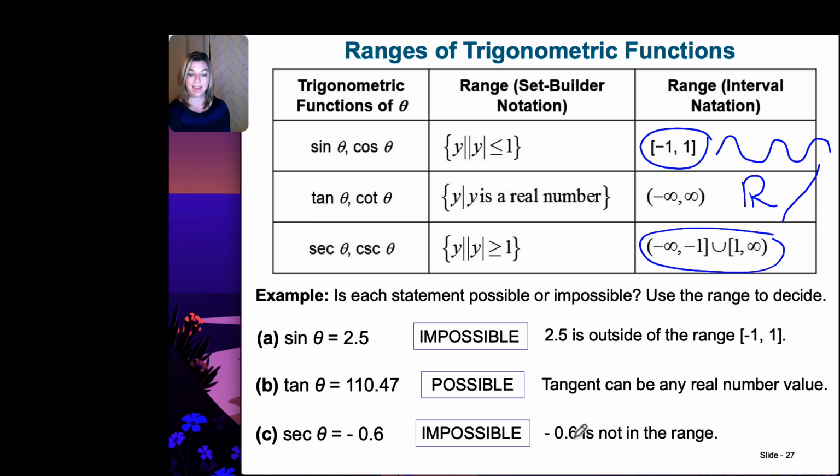If you're not sure where that came from, you want to look at the range on secant. So we go up here. The range on secant is negative infinity to negative 1, but then there's that jump where it doesn't exist. And this value of negative 0.6 would be in this empty part right here. Therefore, secant of theta could never be negative 0.6 because it does not exist between negative 1 and positive 1.